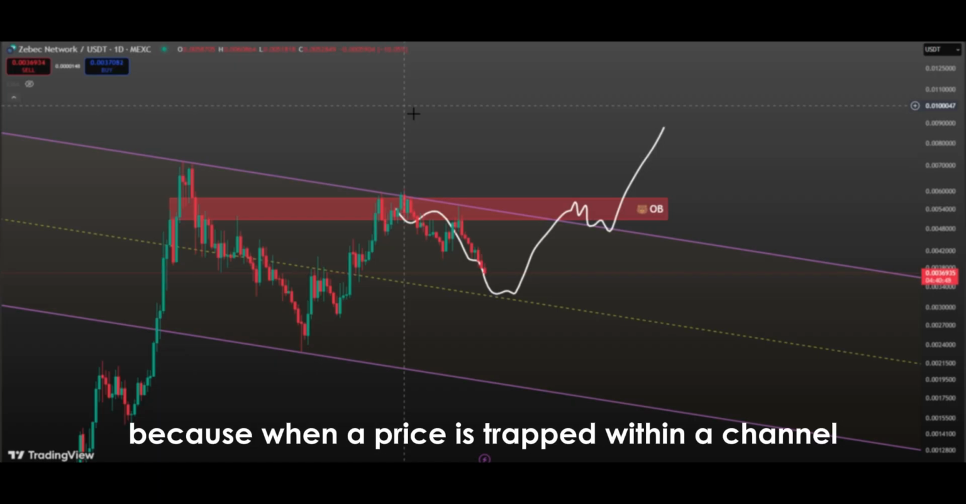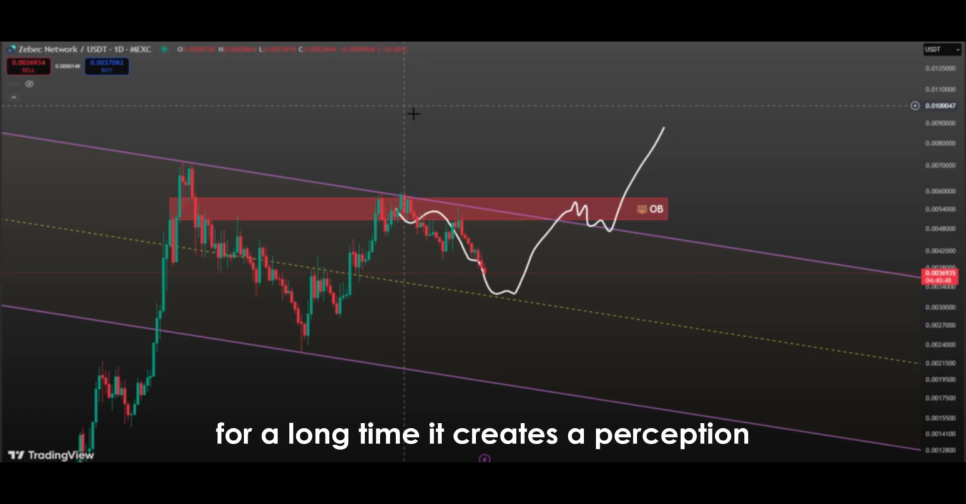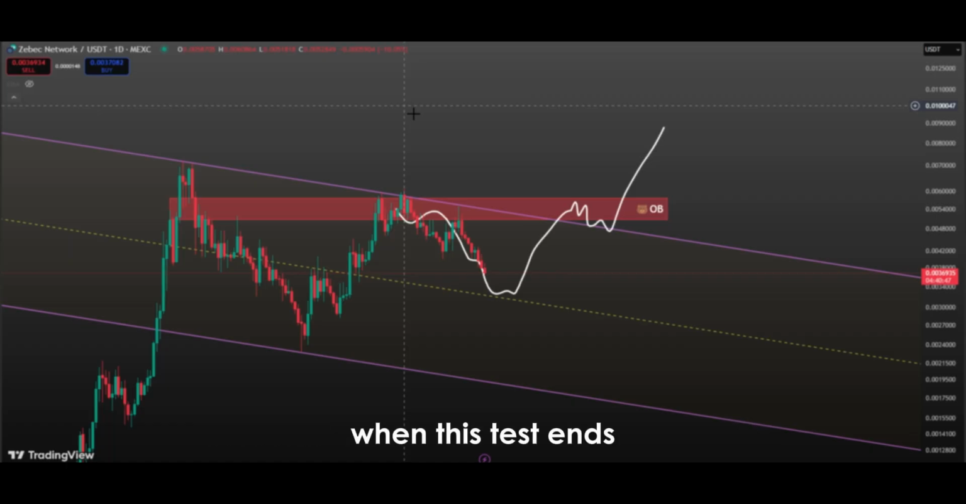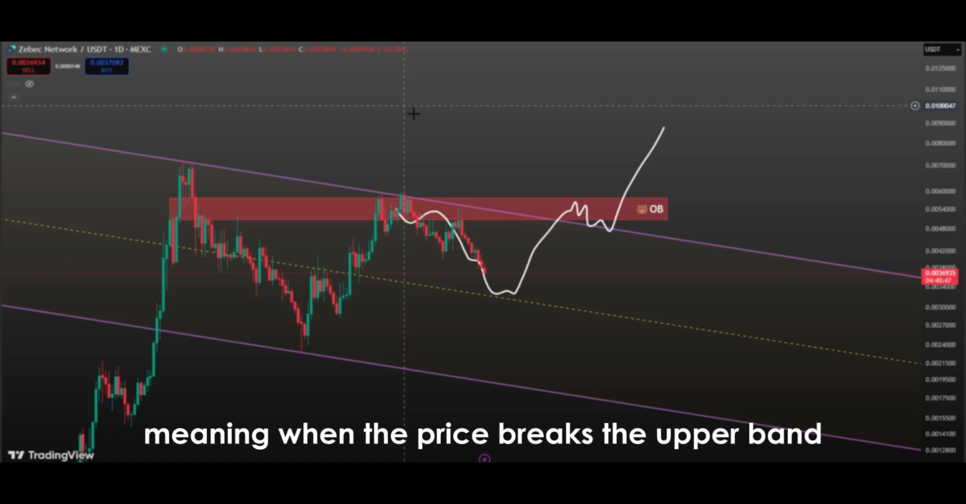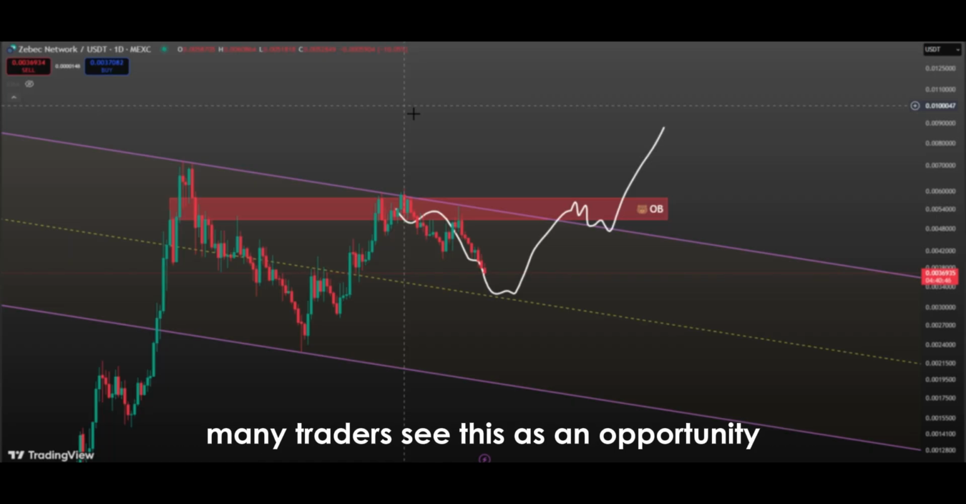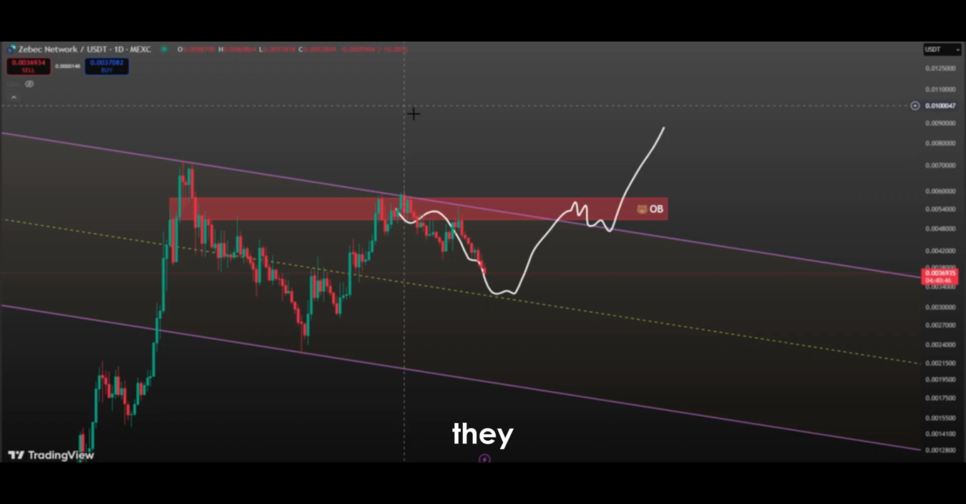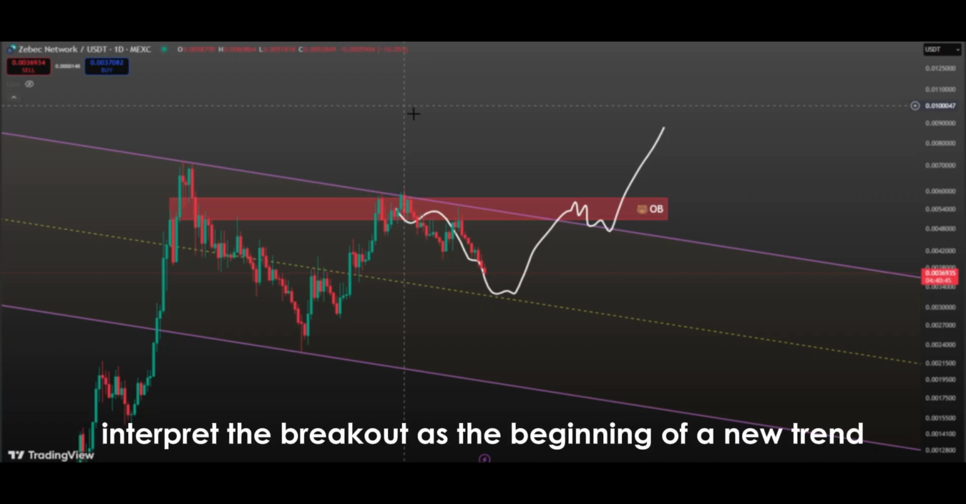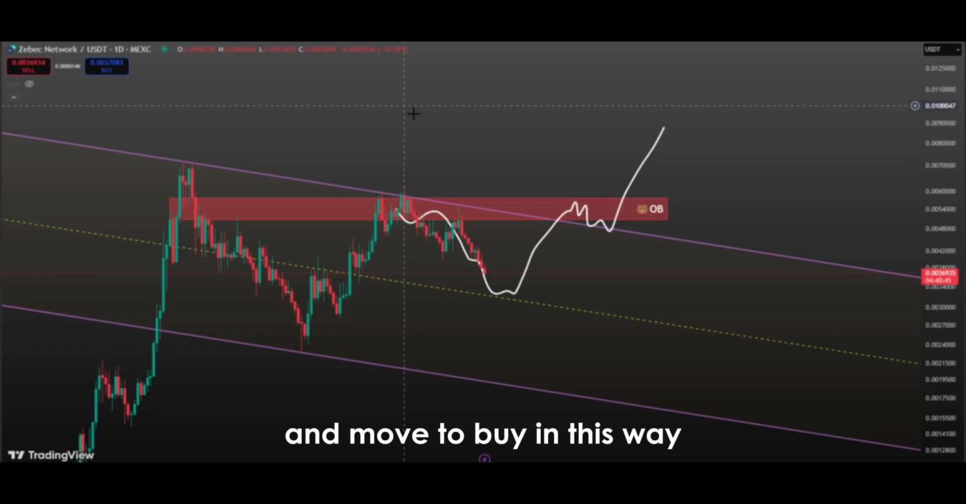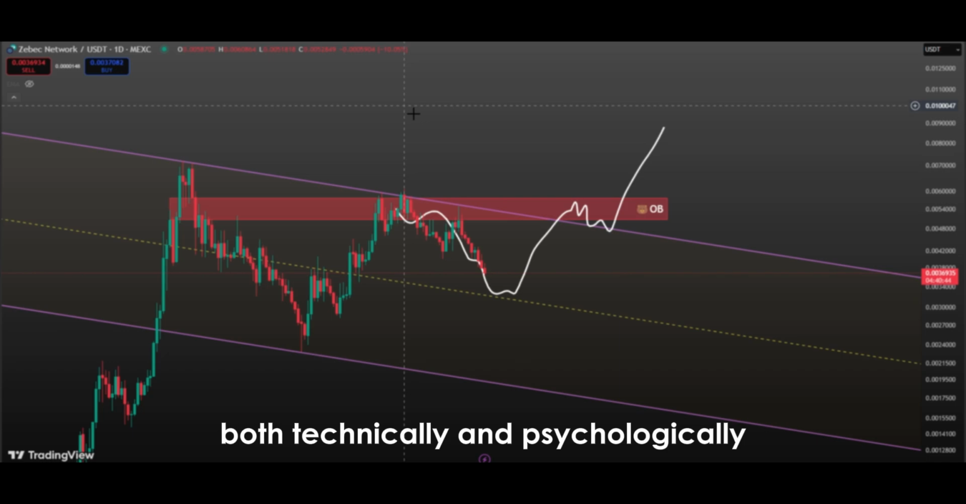Because when a price is trapped within a channel for a long time, it creates a perception similar to a test of patience for investors. When this test ends, meaning when the price breaks the upper band, many traders see this as an opportunity. They interpret the breakout as the beginning of a new trend and move to buy. In this way, the price's rise is supported both technically and psychologically.